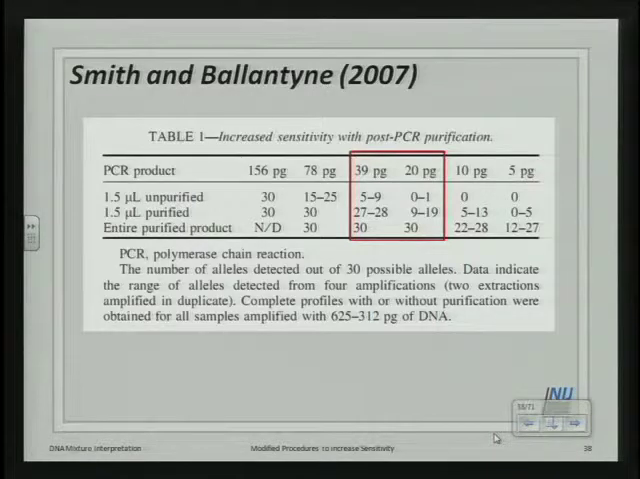And this is from a table in Jack's paper here. So, 39 picograms, 20 picograms. If you're unpurified, you're only getting a few of the alleles present. But if you do this filtration, you're able to, again, remove those ions from competition and get more amplicons into the capillary.